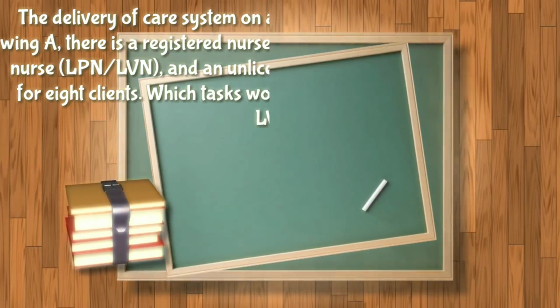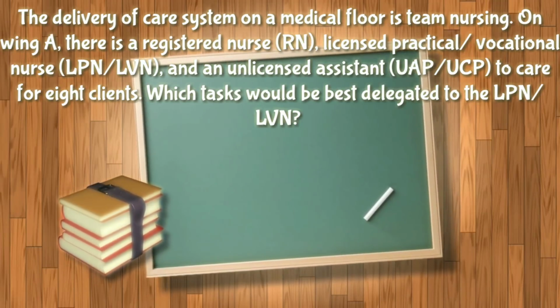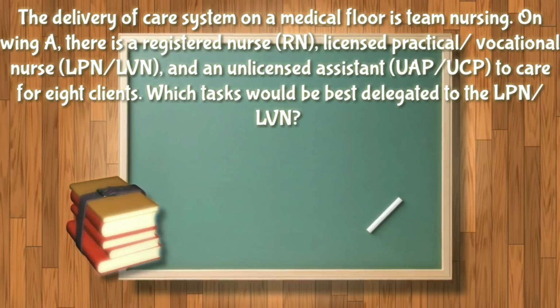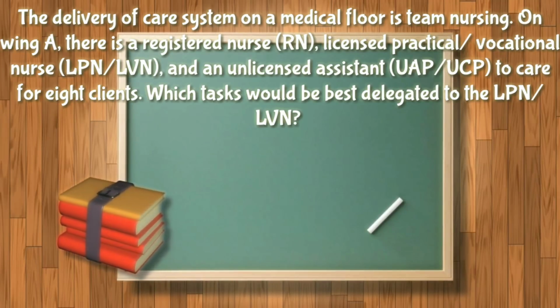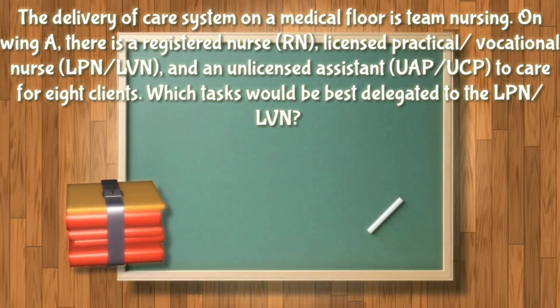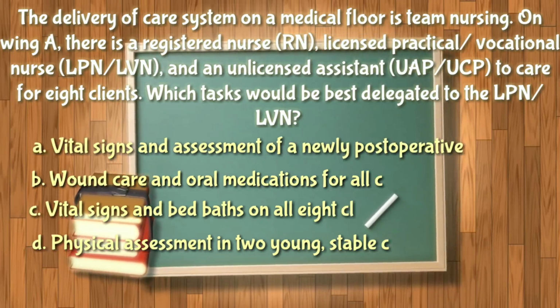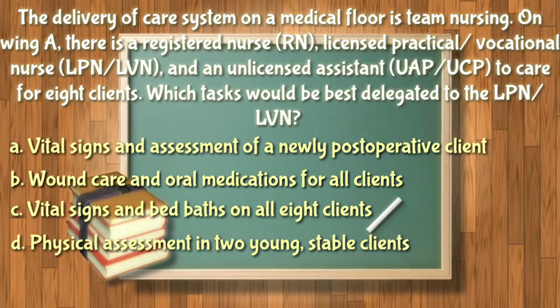The delivery of care system on a medical floor is team nursing. On Wing A, there is a registered nurse, a licensed practical nurse, and a UAP to care for 8 clients. Which task would be best delegated to the LPN or LVN? You can pause this video while thinking of an answer.